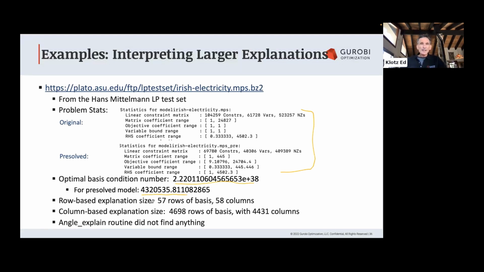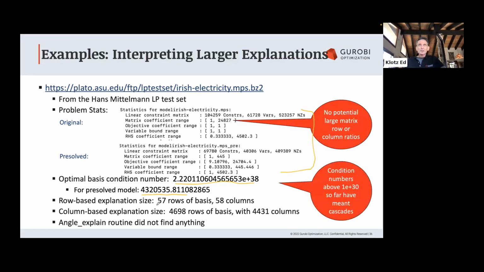Again, in this case, the row-based explanation is much smaller and is our best bet. But even though it is modest in size, as we'll see, at least I had some trouble getting a handle on it. As an aside, the other thing I want to mention is, while I've only seen a handful of models, so the evidence is anecdotal, when you see condition numbers of 10 to the 30th or higher, usually that means cascades rather than large ratios or imprecise rounding.